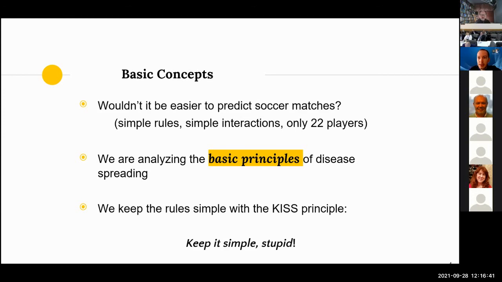And my idea is to keep the rules as simple as possible. Basically follow the KISS principle, which is keep it simple, stupid, which means that you just input the basic things into the simulation and get the basic output. It's like Occam's razor, which means the simplest explanation is most probably right.